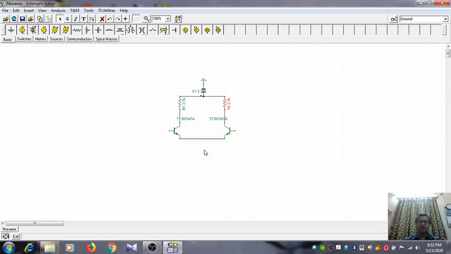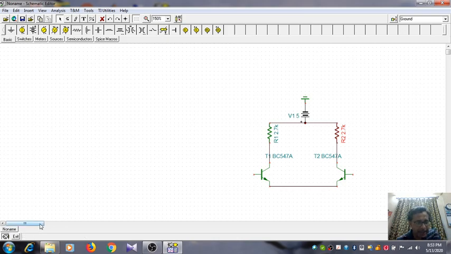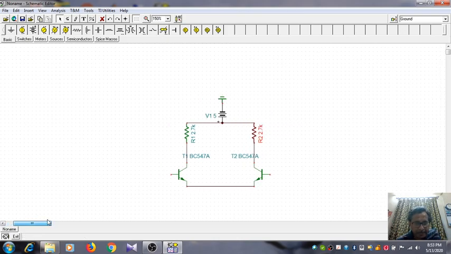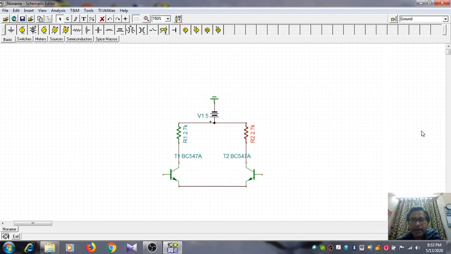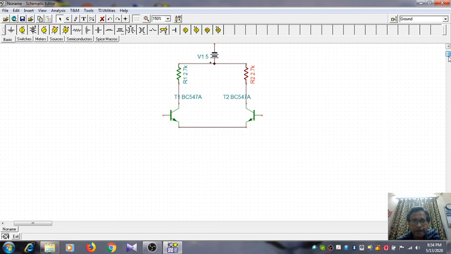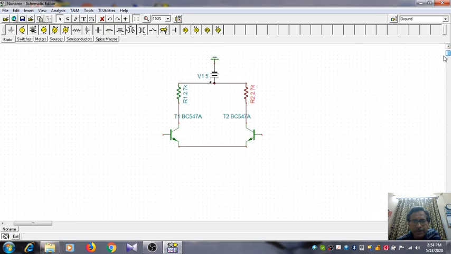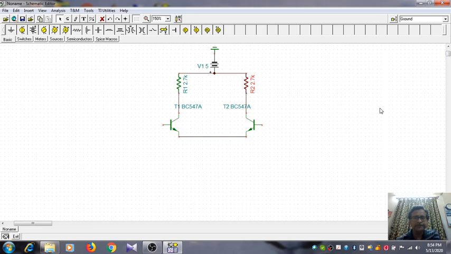Okay, next what we do, we can enlarge the size for better visibility. So let us zoom it a bit, say we go by 150%, and bring it to our side, and also push it a bit towards the top, say towards this one.